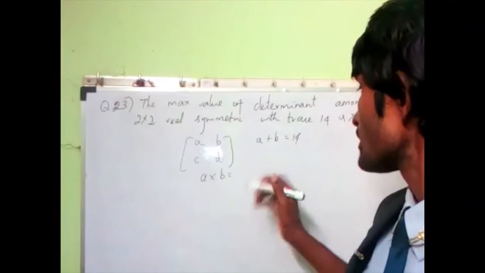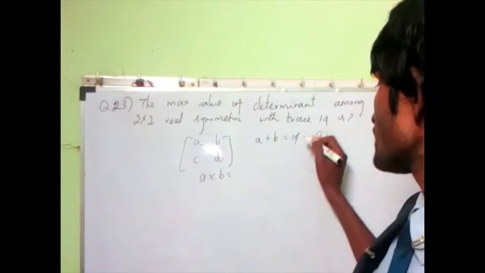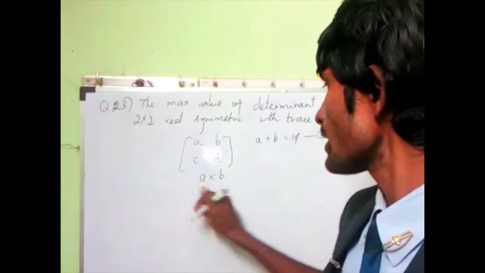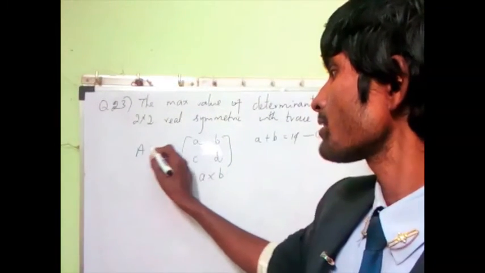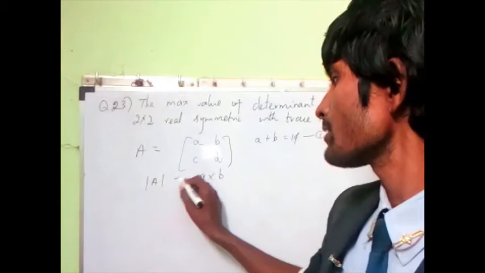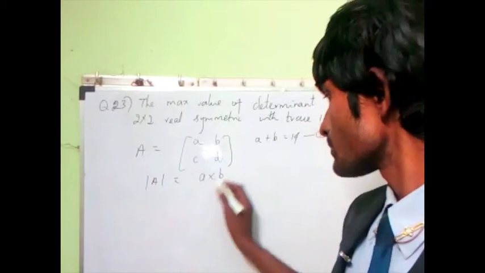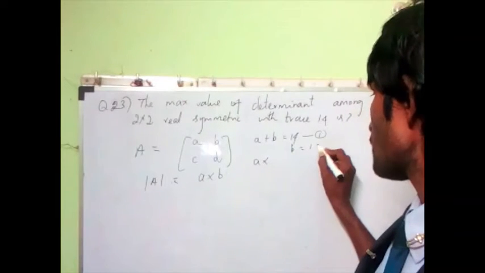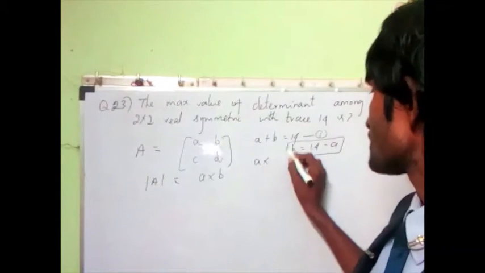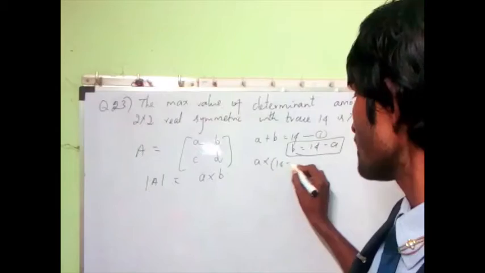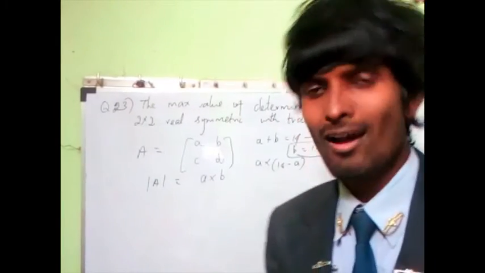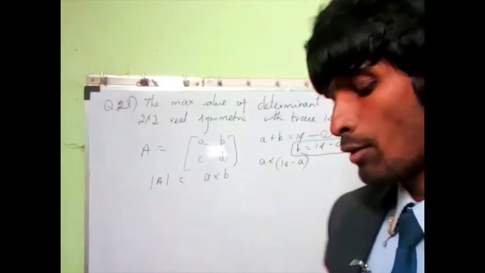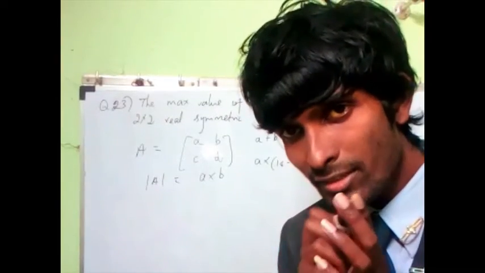We got two things. a plus b is equal to 14 is one. Taking this as matrix A, the determinant of A is equal to a cross b. So what's b? b is equal to 14 minus a. So a cross (14 minus a), in this way also I can write. Now they have asked for the maximum value of the determinant.